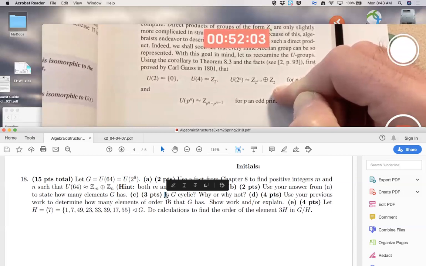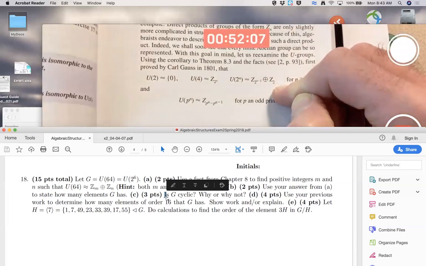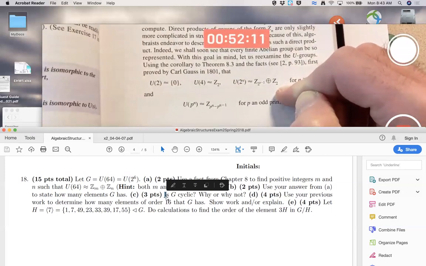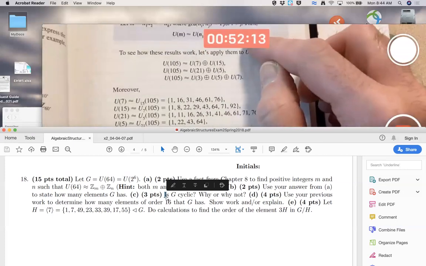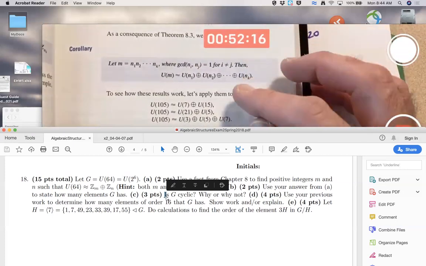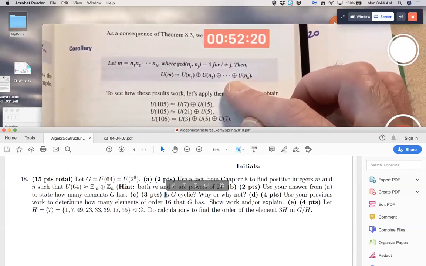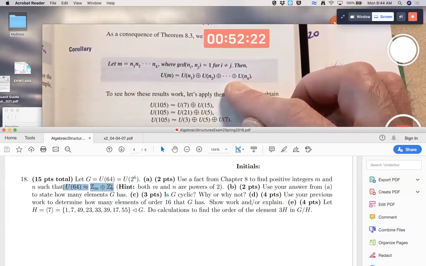Are 2 and 16 relatively prime? No, they're not. Therefore, it's not cyclic. We're using this corollary as well, ultimately, to say the thing I say in the first line, that this is going to be true for some m and n.